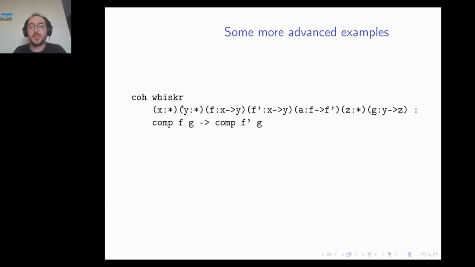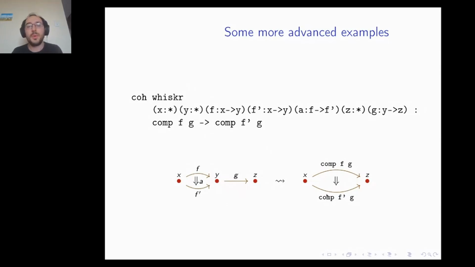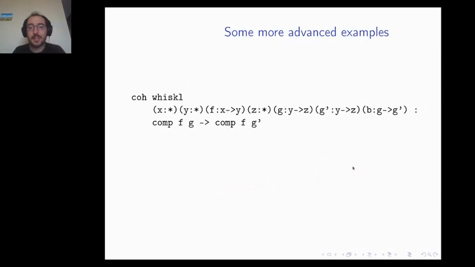Another nice example is what's called the whiskering. So again, with some diagram, it says that whenever you have a configuration like this, you can get a two cell from the composition of F and G to the composition of F prime and G. And what this really tells you is that somehow the composition is functorial. Or in another way, it says that if you have a way to rewrite F into F prime, then you are allowed to rewrite F into F prime inside the term comp FG, if that makes sense. And that's exactly the same for the other variable of the composition.